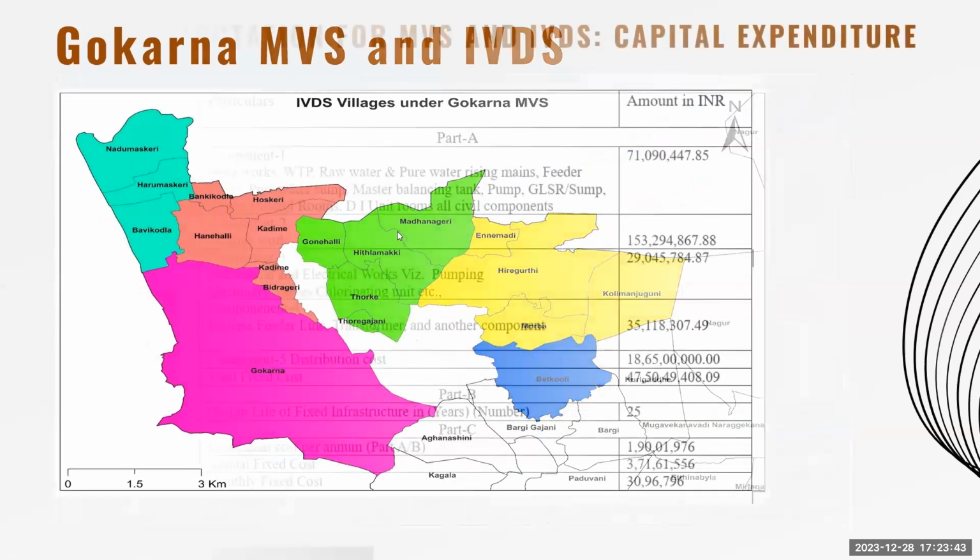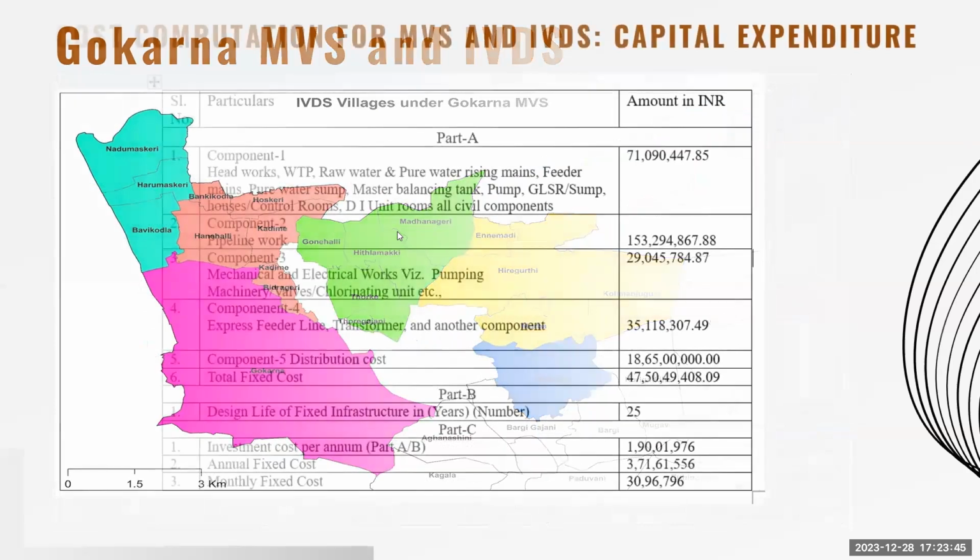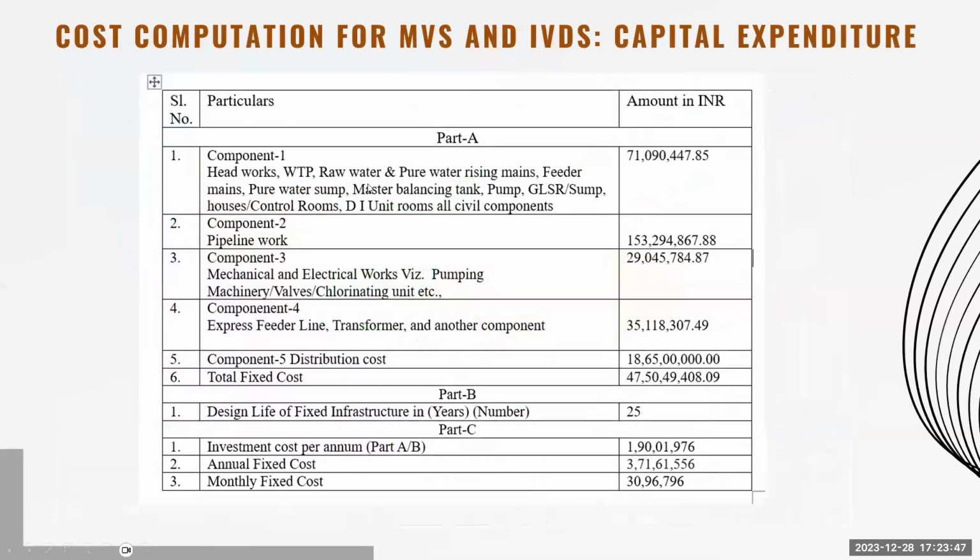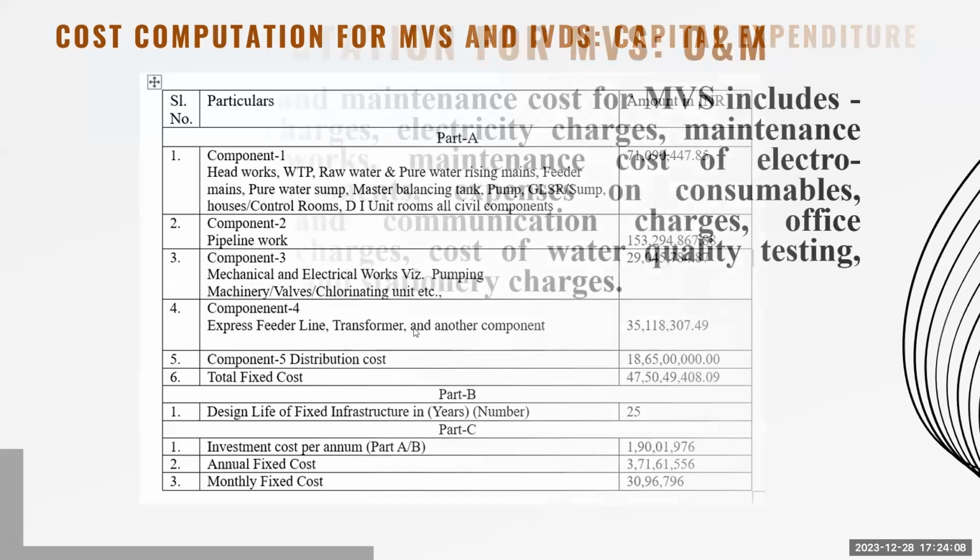If you look at the fixed cost component, there are different components like headworks and so on, as well as pipeline, mechanical and electrical works, feeder lines and so on. Then there are some distribution costs. All of them put together is about 47 crores, 50 lakhs, 49,408. So that is the total fixed cost.